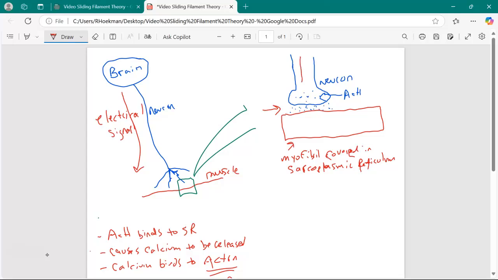So we got this electrical signal, right? It's flowing down. It gets to the end of each of these dendrites at the end. And when it gets there, it stimulates the acetylcholine to get released. And the acetylcholine can jump that gap, this neuromuscular junction that's right here. So it jumps the junction, it can go across, and it goes across to your myofibril.